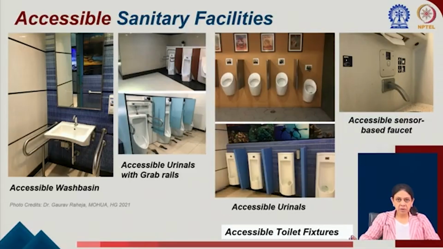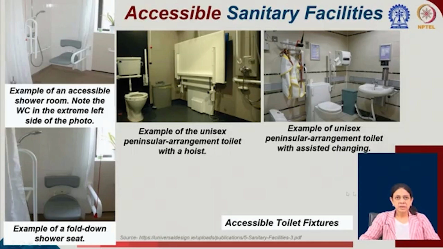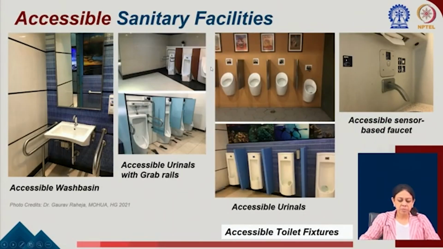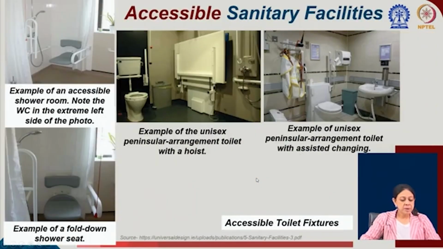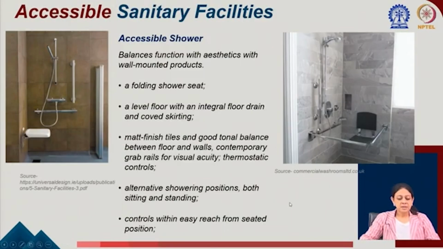Sanitary features. These are all measures from this harmonized guideline. It can be done in many ways, but every part needs to be accessible. It is not only that providing grab rails or low height urinals is important, but say an elderly person might require a seat in the shower area, which might be a fold down shower seat, so that you have that flexibility also. This is an example of accessible showers.